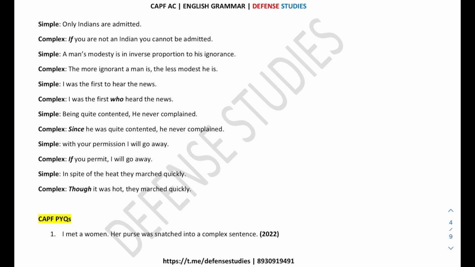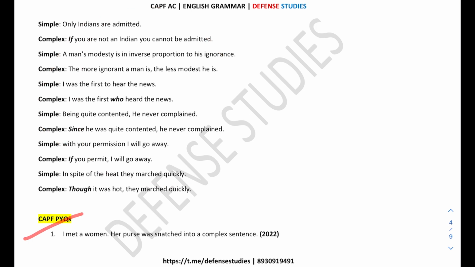Now another simple sentence is: I was the first to hear the news. You'll convert it this way: I was the first who heard the news. All these things you can convert in a similar way. I will not go deeper into that.